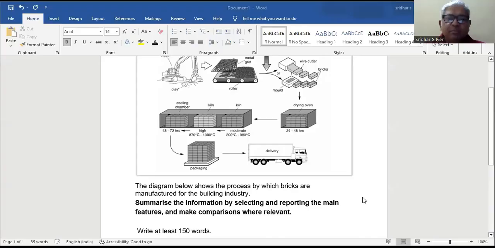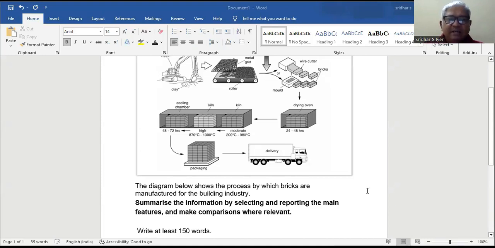So we have a process chart. The diagram below shows the process by which bricks are manufactured for the building industry. Summarize the information by selecting and reporting the main features and make comparisons where relevant.